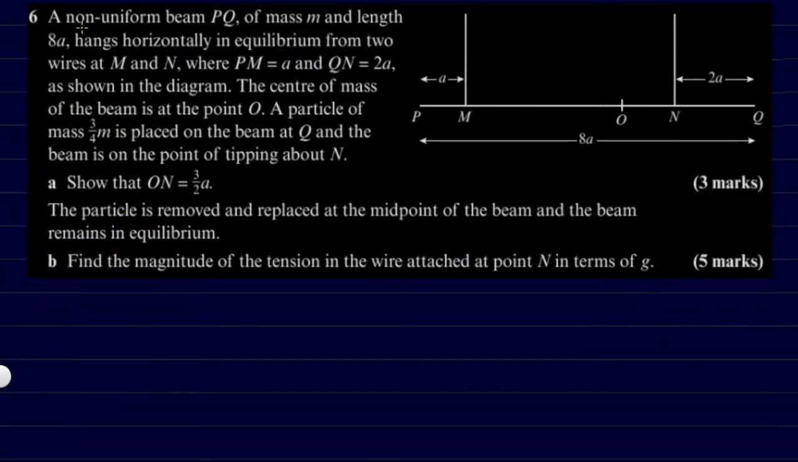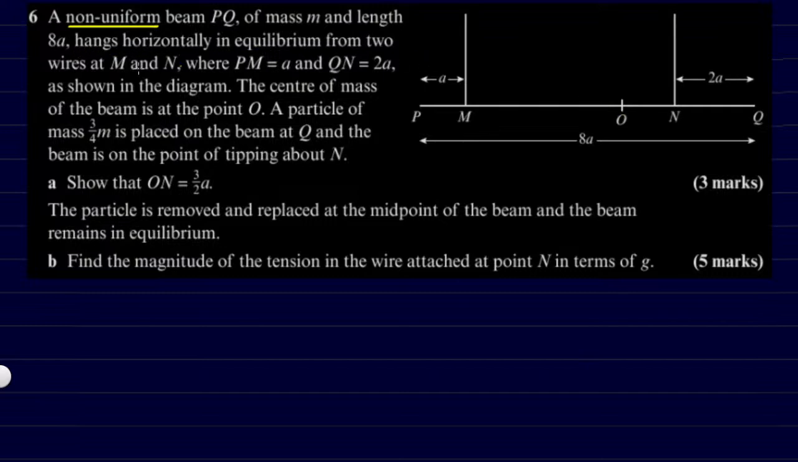Now we have a non-uniform rod again. This diagram is given of mass m. Non-uniform means the center of mass will not be at the center, and the length is given in terms of a. So a is the length here, 8a is here, 2a is here. O is the midpoint. Let's read the question.